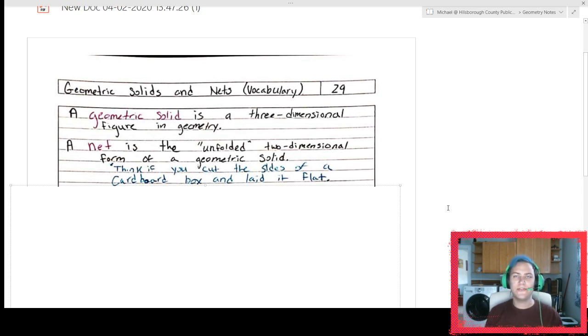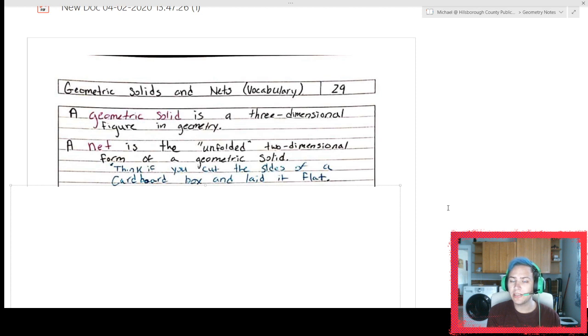A net is if you were to take a three-dimensional shape and unfold all the pieces so it laid flat on the ground. Going back to that box from earlier, if you took a box and you cut all the sides of the box down, and then unfolded the box, and the top of the box would unfold and fold all the way down, you had that big box unfolded into just a flat shape. That would be the net of the box, or the net of the rectangular prism is what we're going to call it in the future. So just think about unfolding a three-dimensional shape.